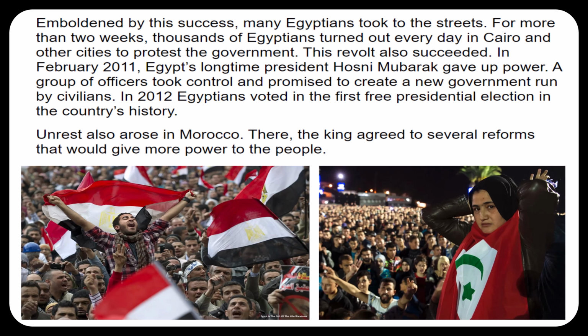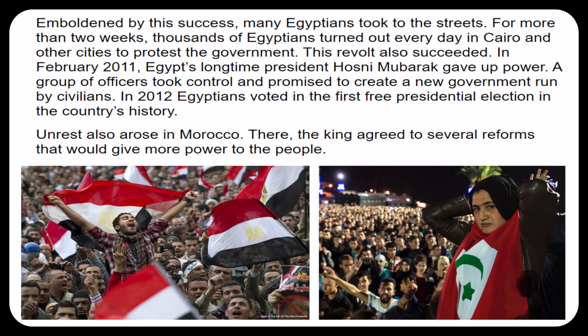And now we're ready for these questions. Question number 24. After Tunisia changed its government in early 2011, what happened in Egypt's government? Well, people protested and eventually it worked as their longtime president gave up power and they took control of the government and they had elections in the first free presidential election in their country's history.